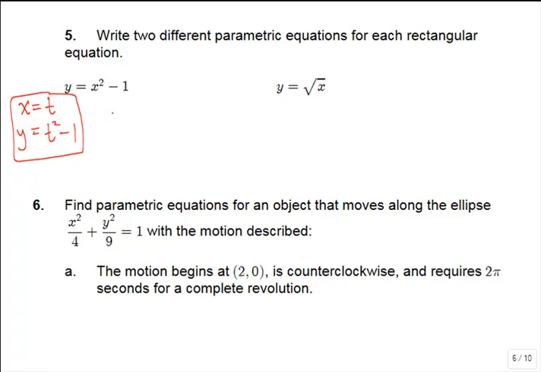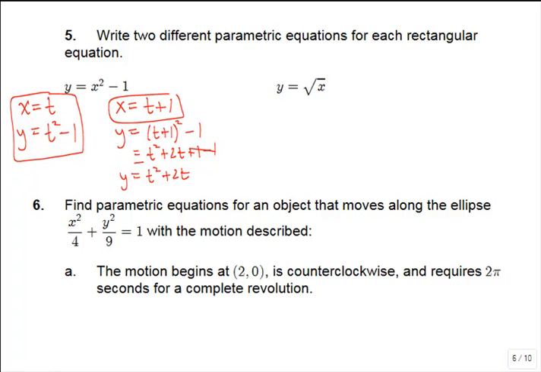Now, how could you create another parametrization? Well, you would have to choose your x differently. So instead of just letting x be t, you could let x be t plus 1, for example. And then if we substitute that in for this x, this would become t plus 1 quantity squared minus 1. And if you simplify that, that's t squared plus 2t plus 1 minus 1. The 1's cancel, so y equals t squared plus 2t. So this is a second way that you could make parametric equations.